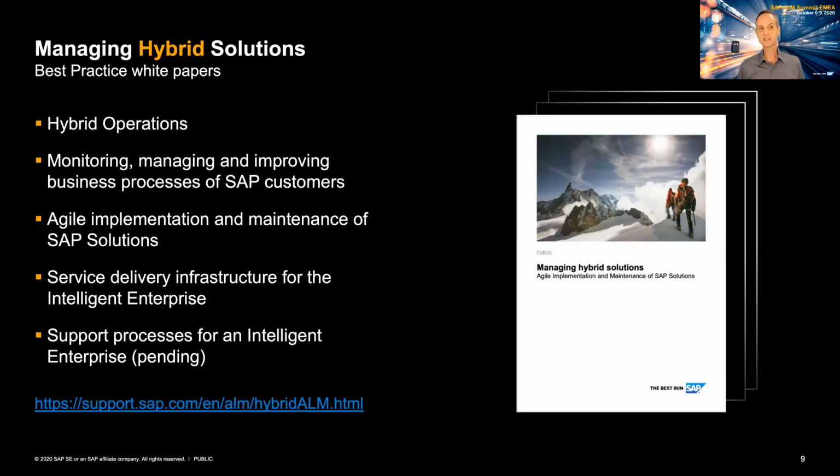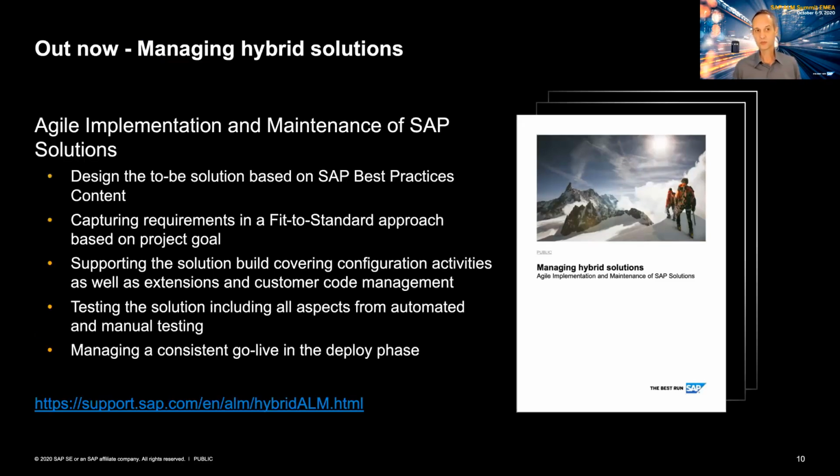So we came up with these manage hybrid solution best practice white papers: on hybrid operations, on monitoring and managing business processes, on agile implementation and maintenance of SAP solutions. That's why I'm here today. And on the service delivery aspects for the intelligent enterprise, and of course also for the support processes. Here on the slide, you see the link to the support portal, where you can get all of these white papers. I want to talk today about the agile implementation and maintenance aspects of the best practice white papers.